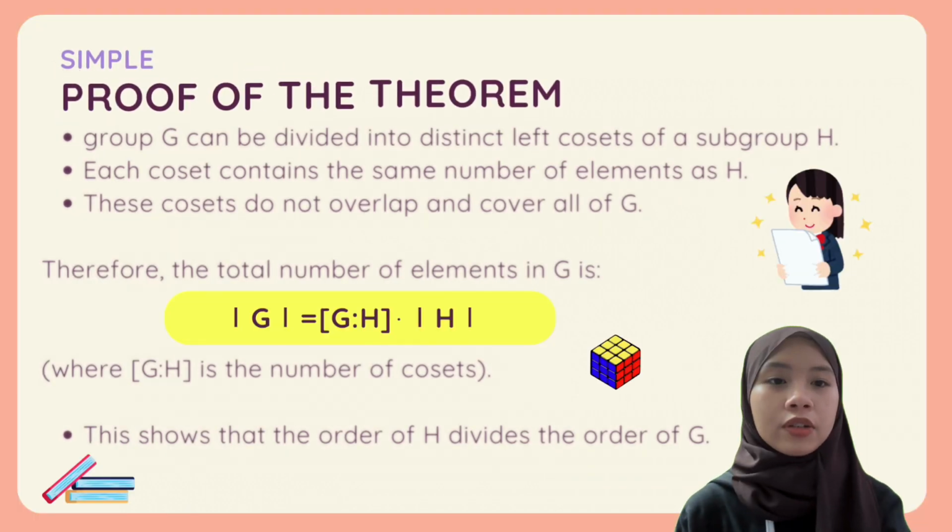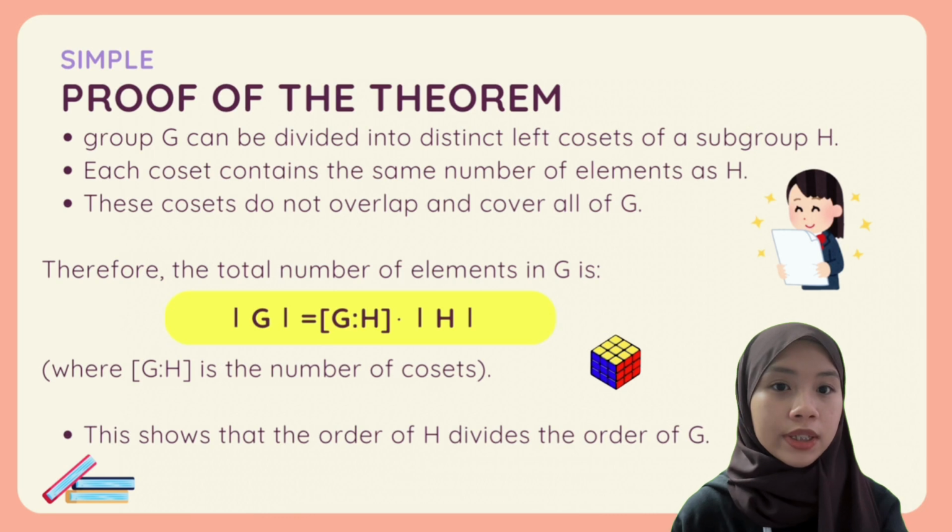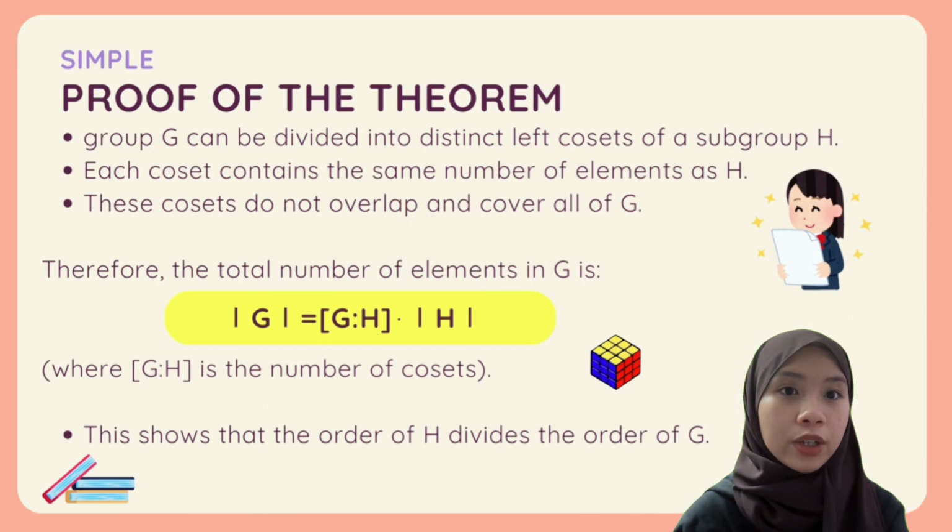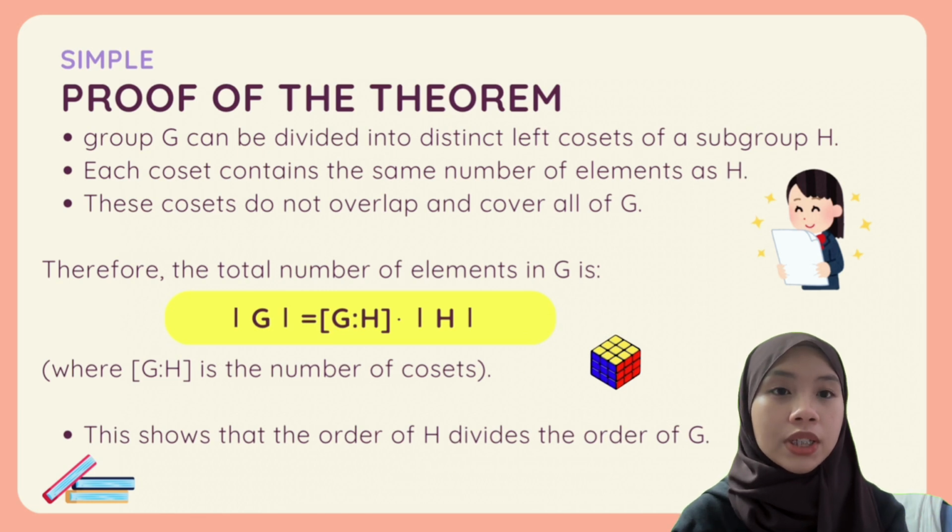Let's now take a look at how Lagrange's theorem works without getting too technical. Suppose we have a finite group G and a subgroup H. We can divide the elements of G into separate blocks called cosets of H. Each coset has the same number of elements as the subgroup H, and none of them overlap. This means the whole group G is made up of these equally sized cosets.